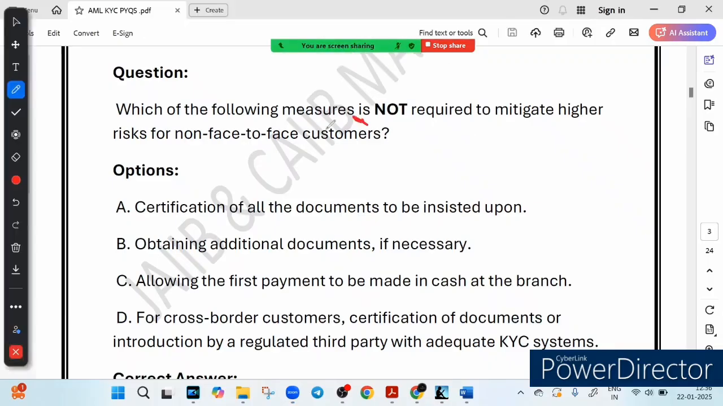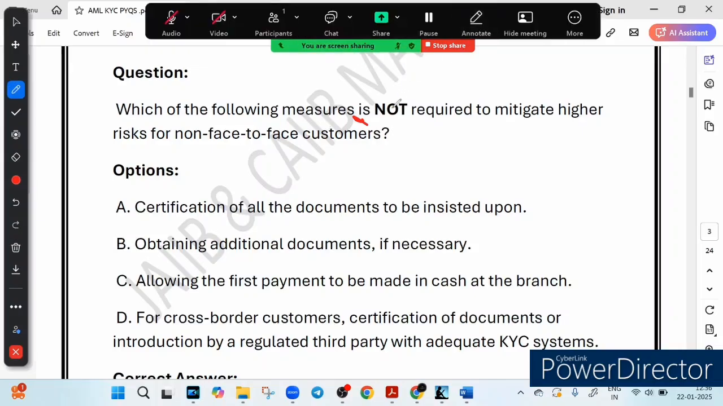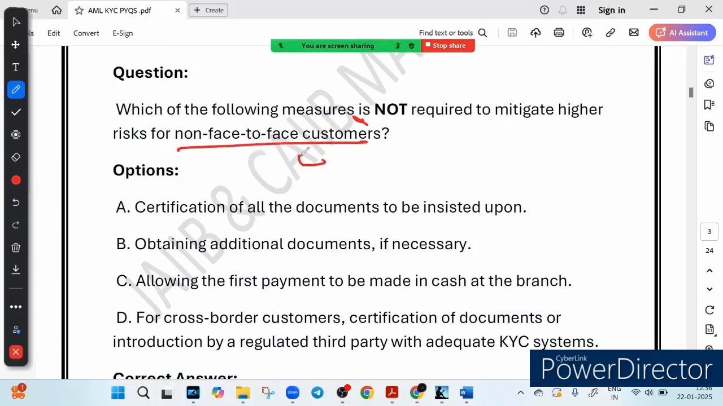Friends, let us first understand this. First let's understand who these non face to face customers are. What does this word mean? These are people who open an account or do transactions remotely without physically visiting the bank. While this is super convenient, it also comes with higher risk. The bank must follow strict measures to ensure that everything is legitimate. Let's see the options.